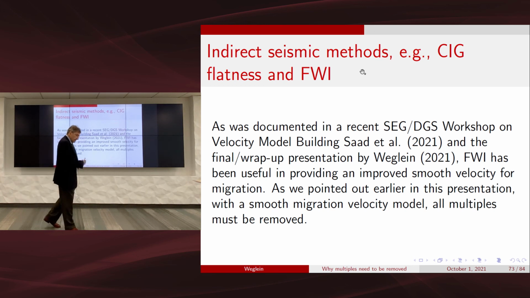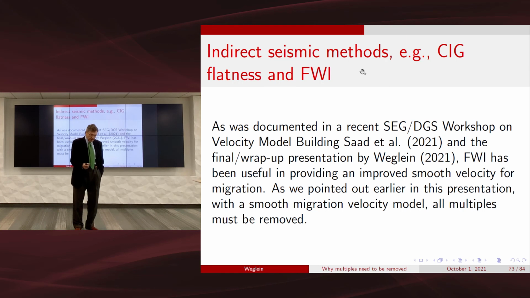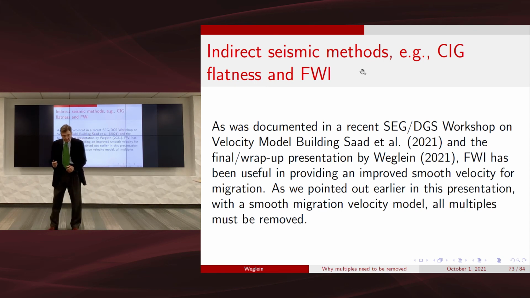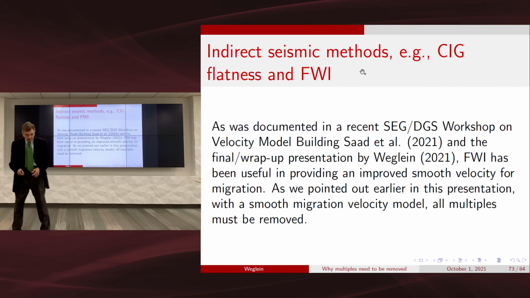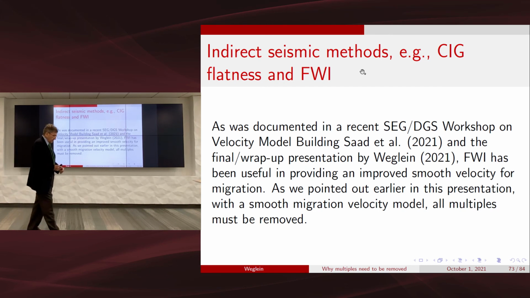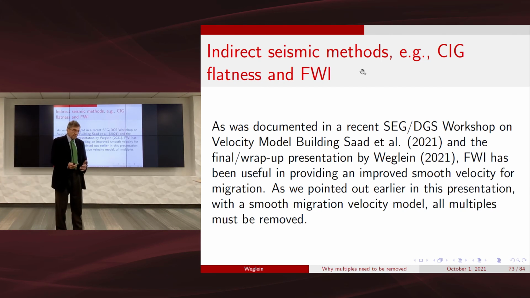And as we said, if you have a smooth velocity and you're migrating primaries and multiples, every multiple will give you an artifact. So after you're finished matching primaries and every form of multiples you want, if what your output is a smooth velocity, at the end of that story, you've got to remove multiples to do imaging with that velocity. So FWI, in its current state of capability, we don't know.